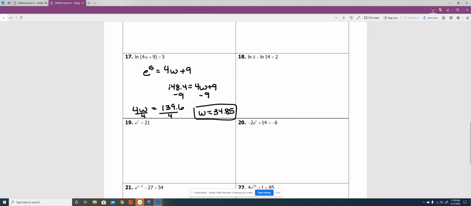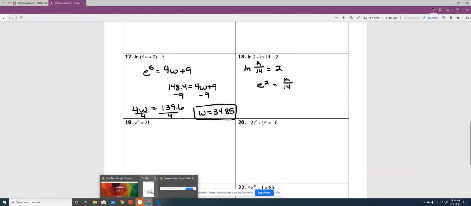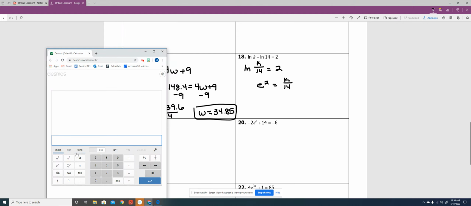All right, let's look at 18 now. 18 I have to condense because this is subtraction. That's going to be my quotient rule. So that would be k over 14 is equal to 2. So I rewrite this in exponential form. And I need to find out what e squared is. So I go back to my calculator. And I get that it's about 7.4.